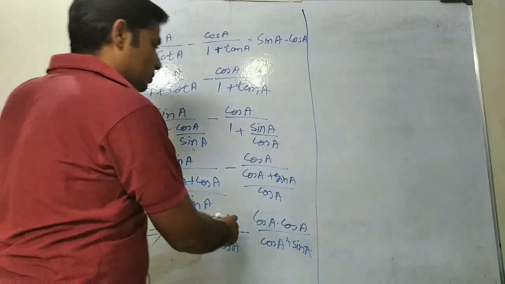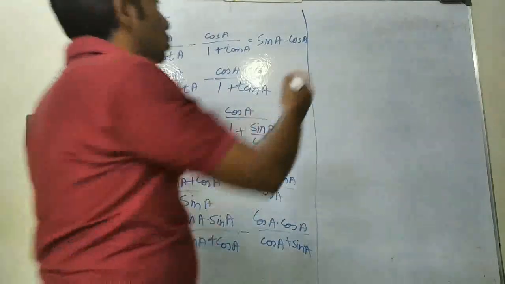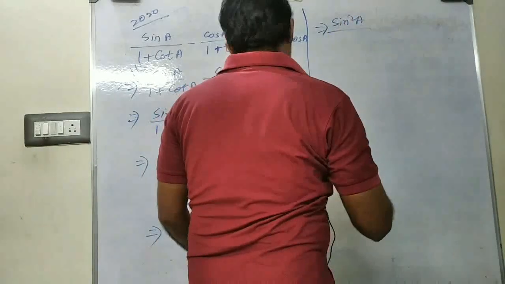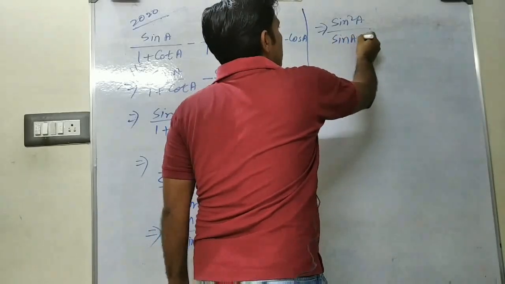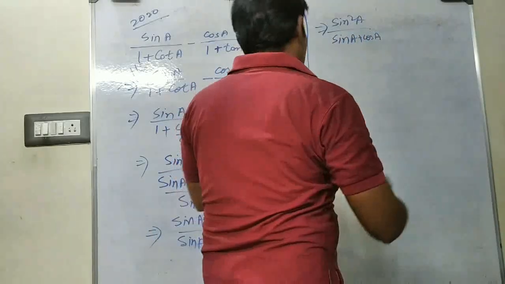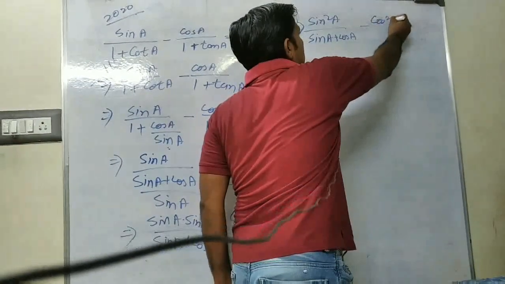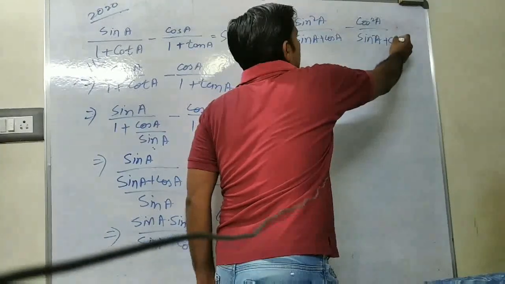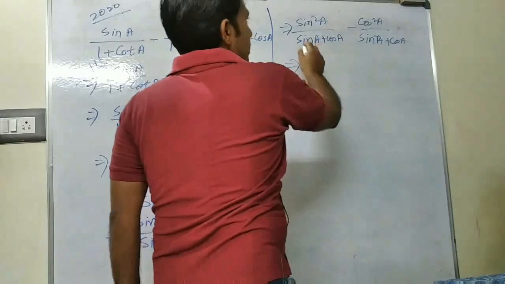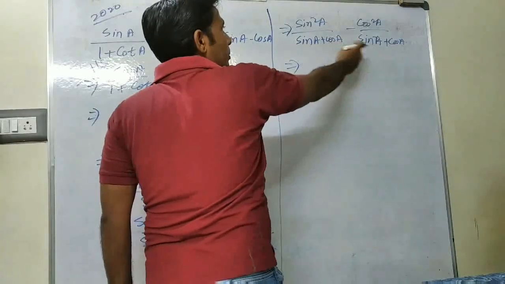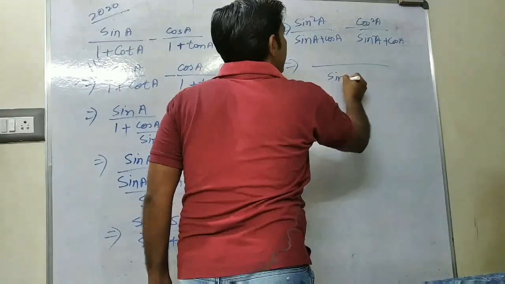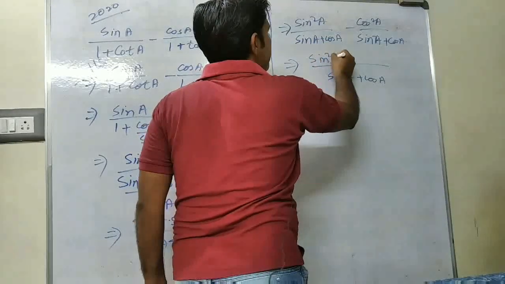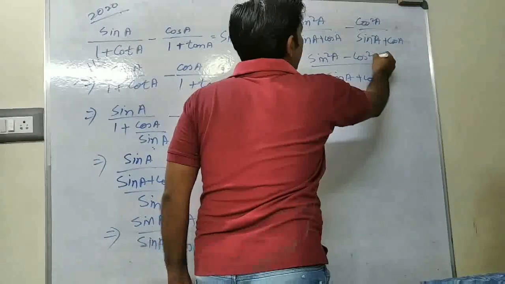So sin A into sin A is sin square A, and cos A into cos A is equal to cos square A. So we will write here sin square A by sin A plus cos A, and cos A into cos A is equal to cos square A by sin A plus cos A. So again here sin A plus cos A will be the LCM. So the LCM will be sin A plus cos A, and sin square A minus cos square A.